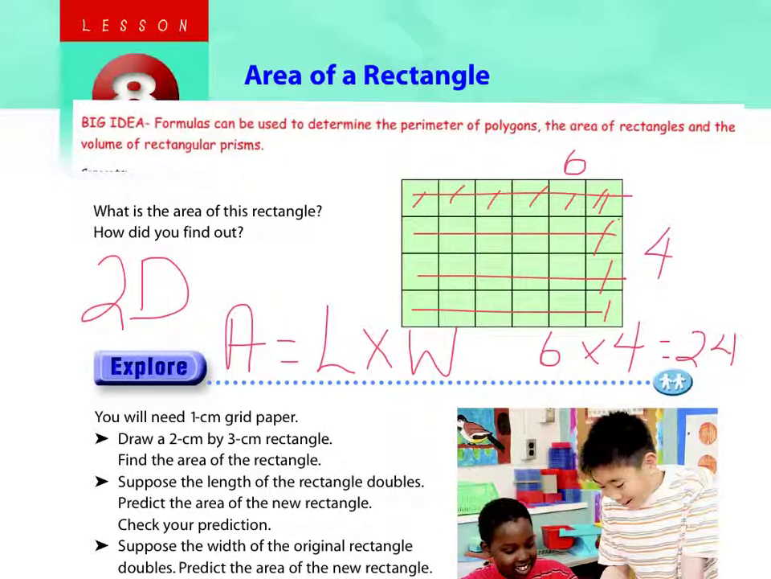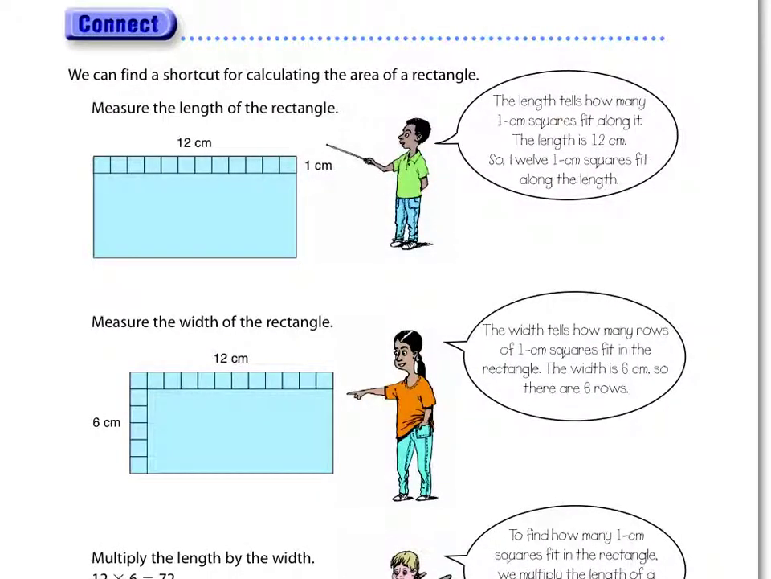And if we were to count all of these squares, we would know that. 1, 2, 3, 4, 5, 6, 7, 8, 9, 10, 11, 12, 13, 14, 15, 16, 17, 18, 19, 20, 21, 22, 23, 24. That is our area, the amount of shape that is filled, the amount of space that is inside this shape. All right, so let's look at a few examples.